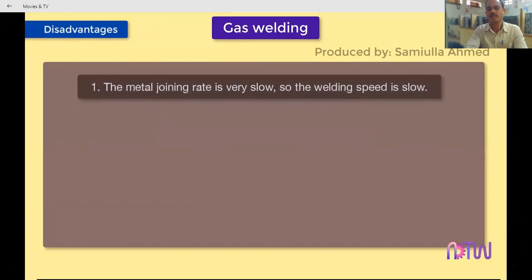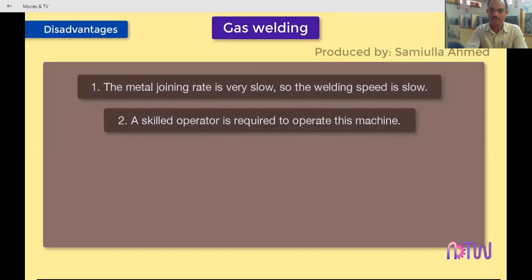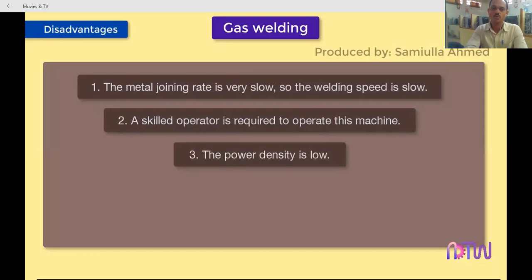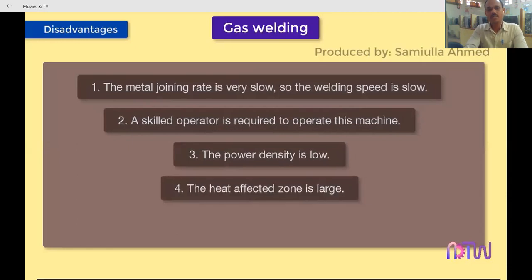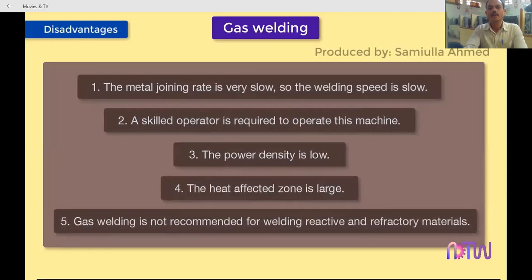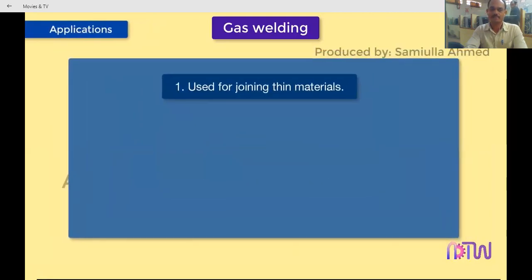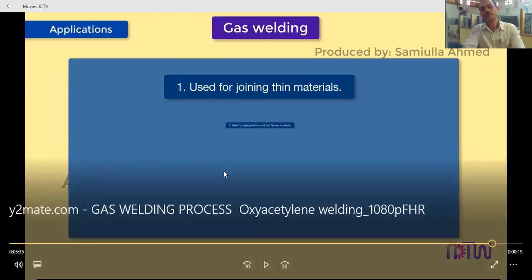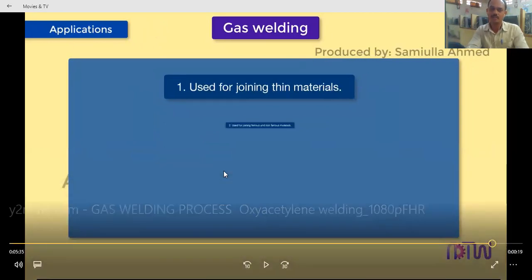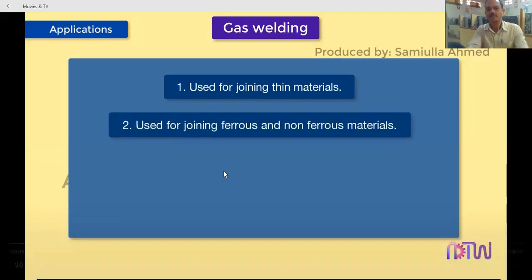Now, what are the disadvantages? The metal joining rate is very slow, so the welding speed is slow. A skilled operator is required to operate this machine. The power density is low. The heat affected zone is large. Gas welding is not recommended for welding reactive and refractory metals. It is mostly for thin materials, for example, the silencer of a motorcycle, some milk tanks, or some sheet metal equipment, which can be joined by using gas welding.